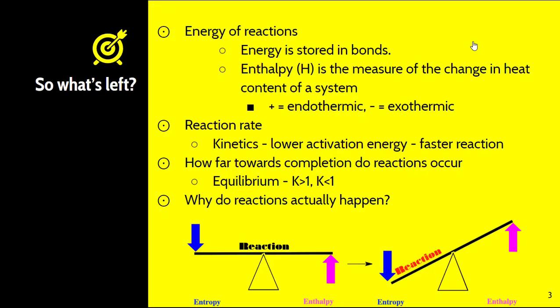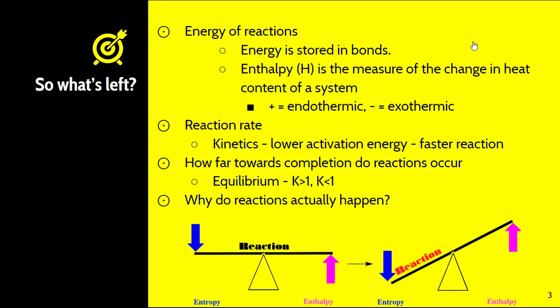Now, the question that we get towards the end here is, so what's left? We've talked about a lot of stuff about reactions. In Unit 6, we talked about energy of reactions. We talked about how energy is stored in bonds and that enthalpy is the measure of the change in heat content of a system. You know that if delta H is positive, it is an endothermic reaction, meaning energy is absorbed, and if it is negative, it is exothermic, meaning that energy is released. Remember what we talked about in terms of making and breaking bonds in regards to that. If we break chemical bonds, energy has to go into the system. Therefore, it is endothermic, and if we make chemical bonds, that releases energy, so therefore it is exothermic.